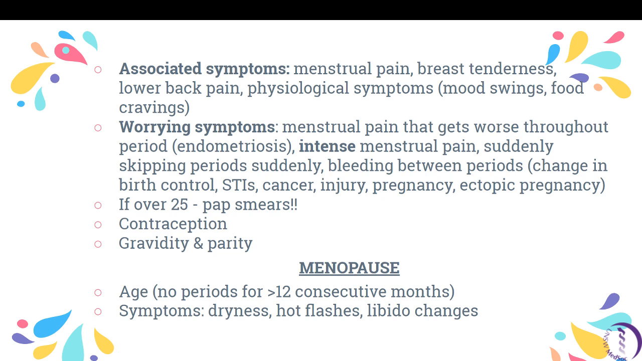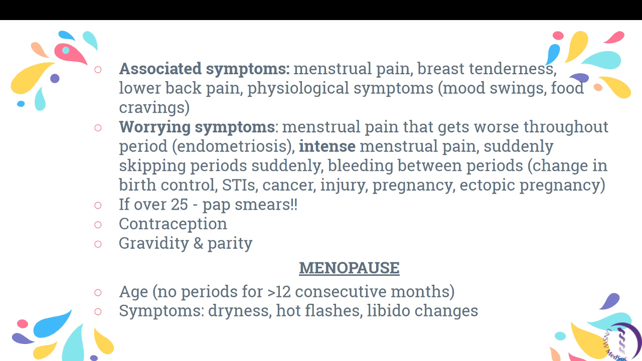Okay, and under a menstrual history, you might also want to ask about contraception. So what contraception are they using? Have they used any other types of contraception before? Did they have any issues with previous contraception, such as bad side effects, that sort of thing there?